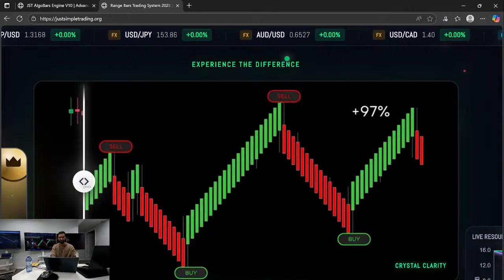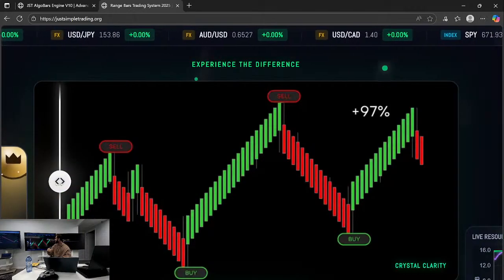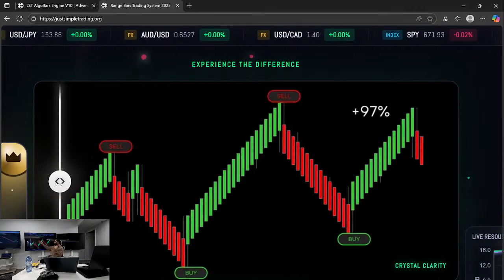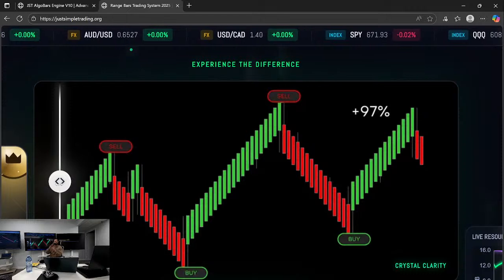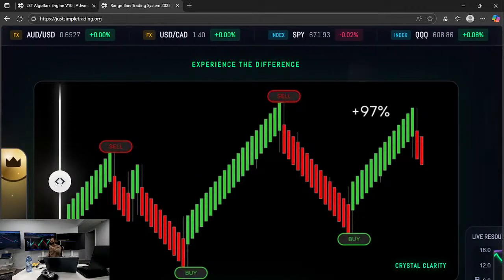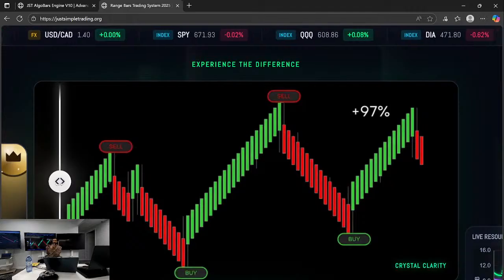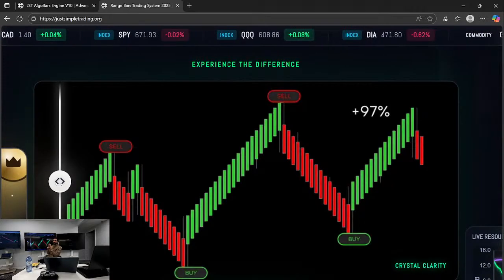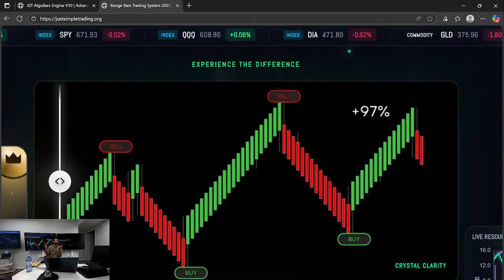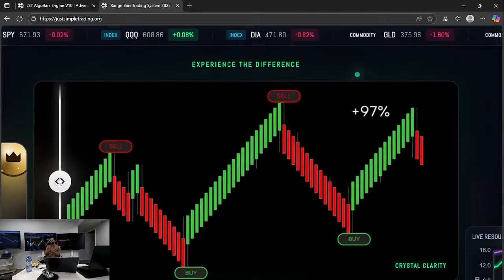Now if you go to our range bar system, you can see how cleanly it shows you which way the trend is going. Because nothing else actually matters. It's not about the news. It's not about what your friend said. It's not about any of those things. None of those things matter because those are just opinions.